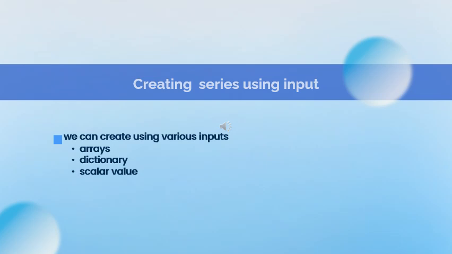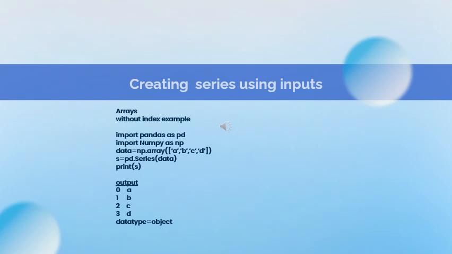As we created an empty series, we can add parameters using the series. How can we add the parameters? There are three types of inputs where we can add the parameters to series. We can use arrays, dictionaries, as well as scalar values. The program to represent series using inputs: as we discussed earlier, there are three types of inputs we can use, arrays, dictionary as well as scalar values. The first one we are discussing here is arrays, without index.